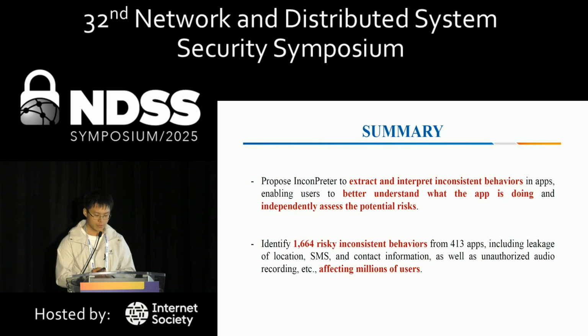In summary, we propose InconPreter to extract and interpret inconsistent behaviors in apps, enabling users to better understand what the app is doing and independently assess the potential risks. By applying InconPreter to web apps, we identified 1,664 risky inconsistent behaviors from 413 apps, including leakage of location, message, and contact information, as well as unauthorized audio recording, affecting millions of users.